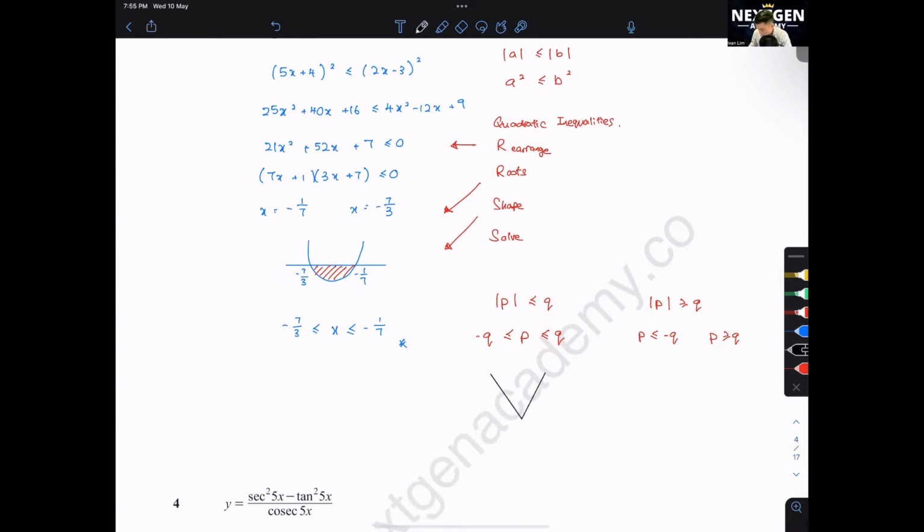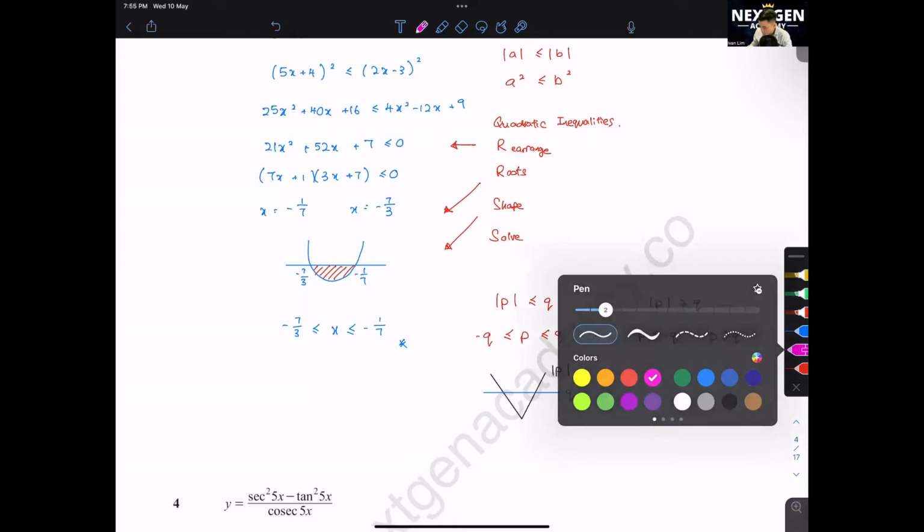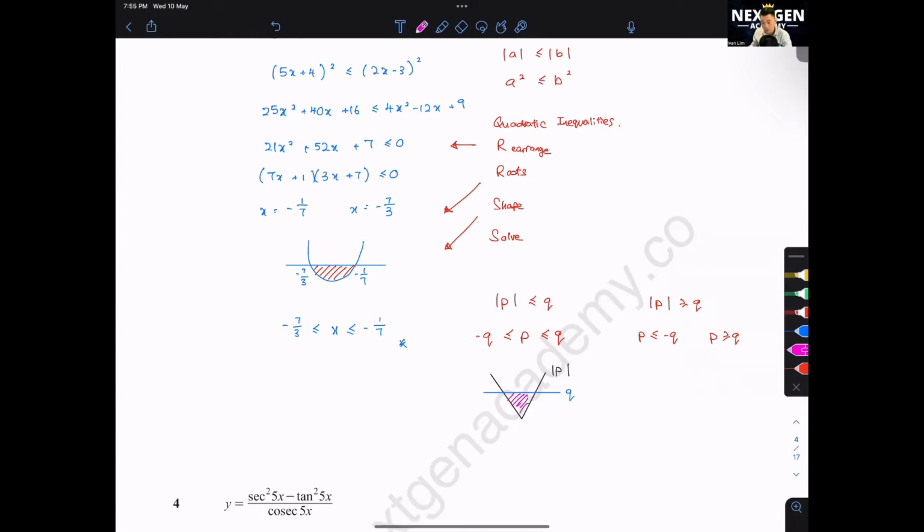Okay, this is my modulus P. Modulus P will always be like that one, either a V shape or a quadratic. Okay, Q, if it's Q value, then it will just be like this one. Q will just be like this. So less than means your values will be in between like this.